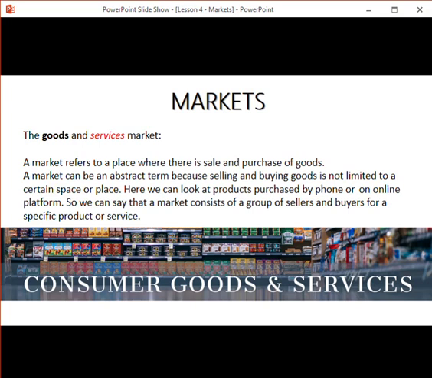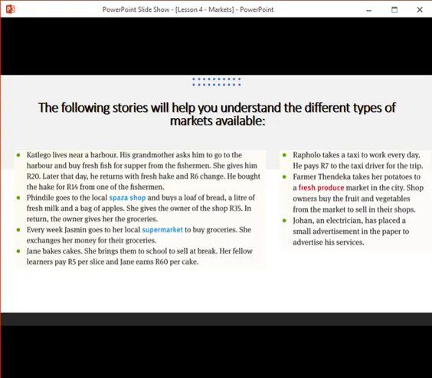So how can we define a market? We can say a market consists of a group of buyers and sellers that want or offer a specific product or service. So let's quickly look at the different types of markets that are available. There's 7 stories, and in this story you need to understand. I want you to read through these bullets. I'll do the first one with you, and then on the next slide I'll show you how to do the rest.